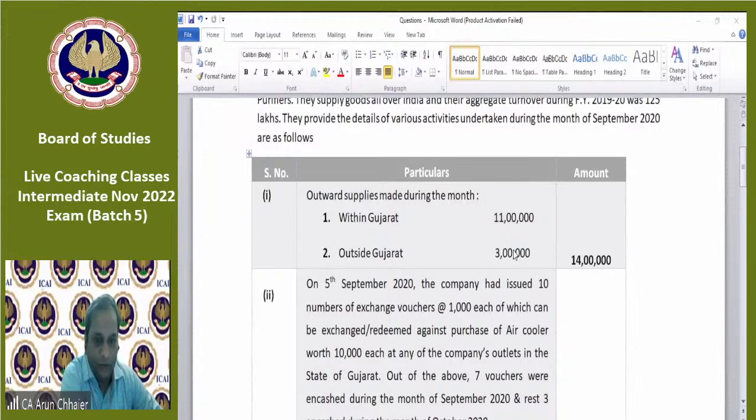Now, on the 5th September 2020, the company had issued 10 exchange vouchers at the rate of 1000 each, which can be exchanged or redeemed against purchase of the air cooler worth rupees 10,000 at any of the company's outlets in the state of Gujarat. Out of the above, 7 vouchers were encashed during the month of September, and the remaining 3 were encashed during the month of October. First, tell me this provision is related to which chapter?